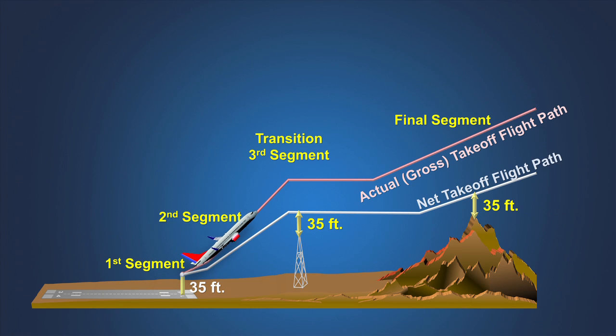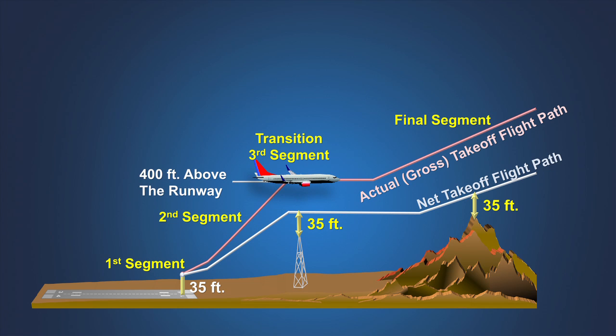However, on some airplane types, the second segment net takeoff flight path data terminates at a gross height of 400 feet above the runway. When this is the case, the engineer must plan the transition segment obstacle clearance on the assumption that the pilot will level off and accelerate at that height. Therefore, the maximum allowable takeoff weight cannot be based on climbing higher than 400 feet above the runway.